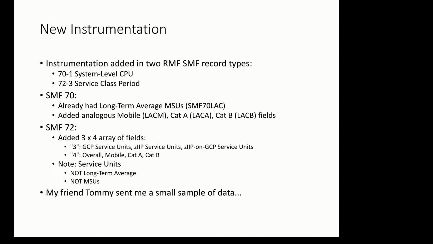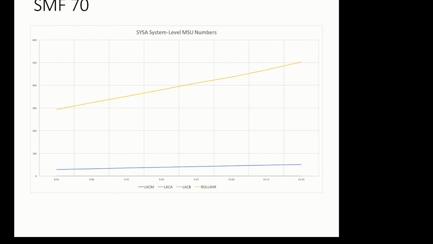Now, my friend Tommy sent me a small sample of data from a customer, so that's what I want to share with you now. And I warn you, it is a very small sample of data. So this is the system level view in SMF70. And here you can see the timeline is from 8:45 in the morning to 10:30 in the morning, so only a small number of intervals, but I plotted them each separately, and obviously this is the standard RMF 15-minute interval.